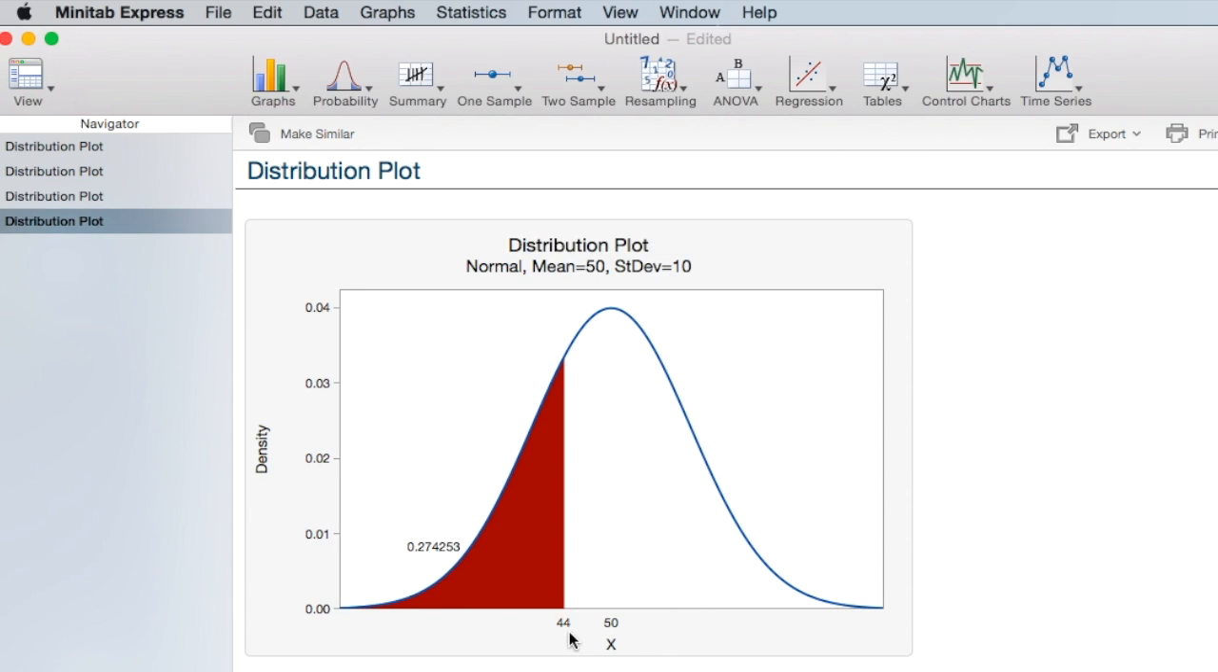So the percent of scores less than 44 is 0.274253. In other words, you've scored in the 28th percentile.